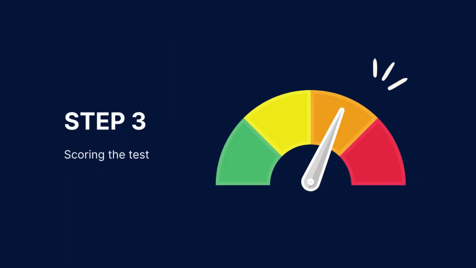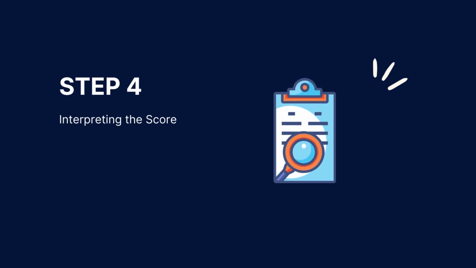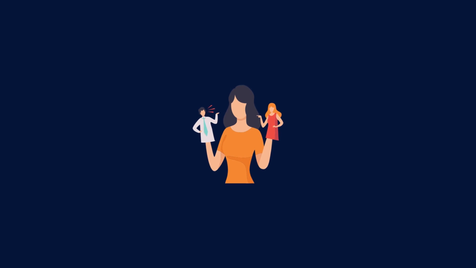After the client has responded to all statements, you add the scores to get a cumulative total. A higher score indicates stronger Machiavellian tendencies. The final step involves interpreting the score. Remember, this test does not diagnose any mental health disorders. It provides insights into certain personality traits. Clients with higher scores may exhibit more manipulative behaviors and emotional detachment.